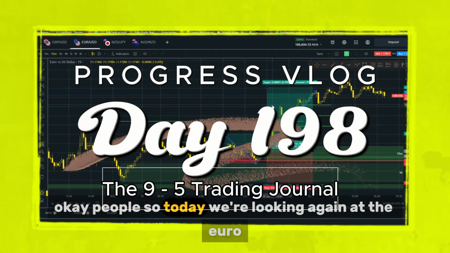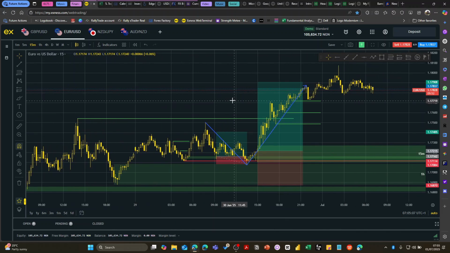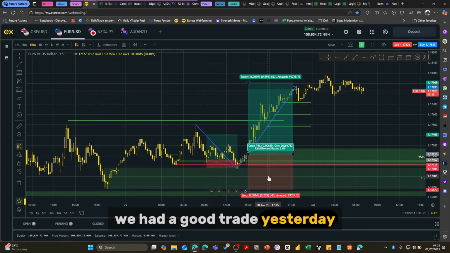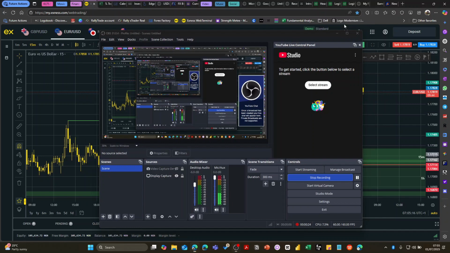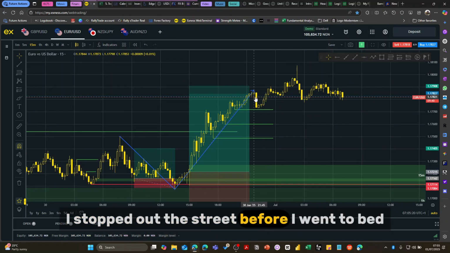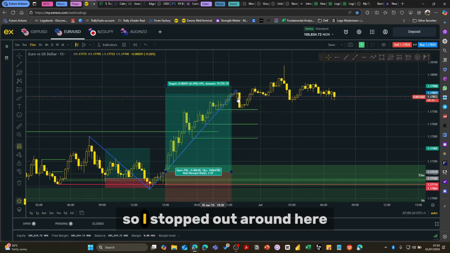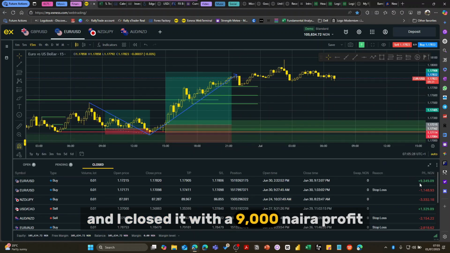Okay people, so today we're looking again at the euro US dollar. First and foremost, we had a trade yesterday. We had a good trade yesterday, quite good in my opinion, though I stopped out this trade before I went to bed because I didn't want it coming back against me. So I stopped out around here and I closed it with a 9,000 naira profit.